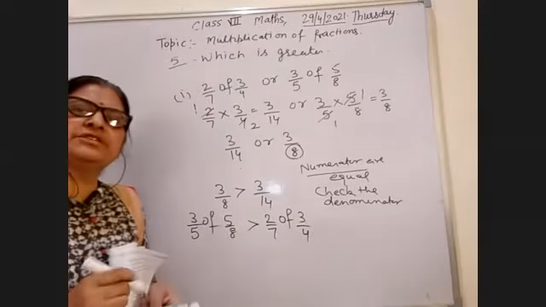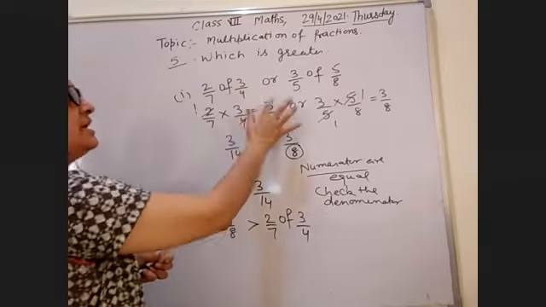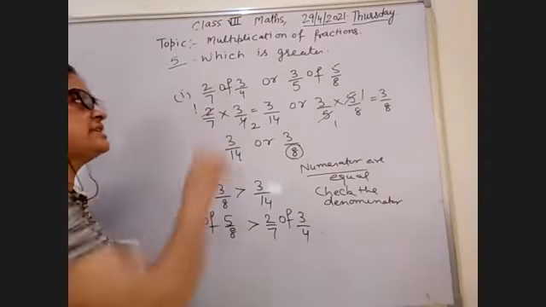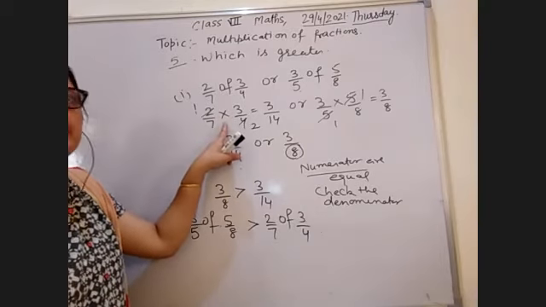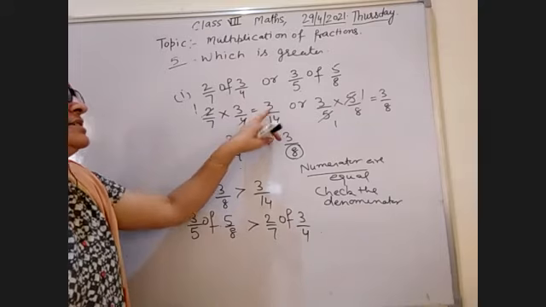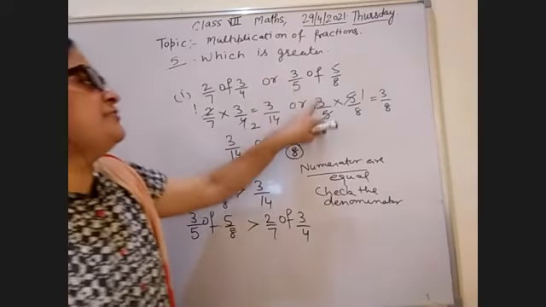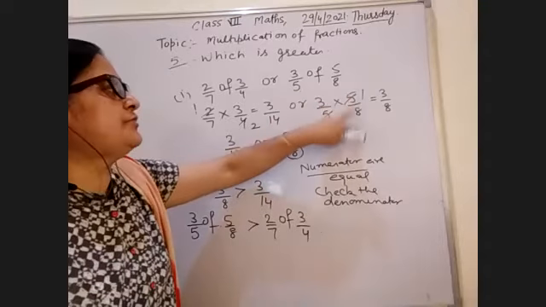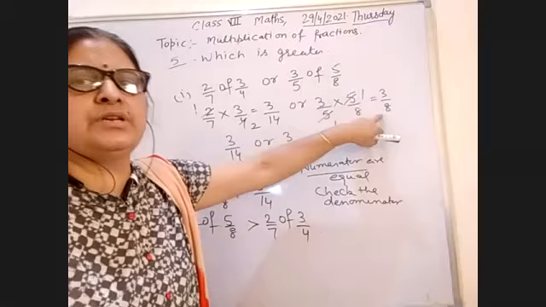In this question, what you have to do first is solve it. How will you solve this? Here "of" is given, change it into multiply. Then which numbers are cancelled? You have to cancel them. It is equal to 3/14. Or 3/5, again change it into multiply by 5/8. Cancel 5 with 5, it is equal to 3/8.